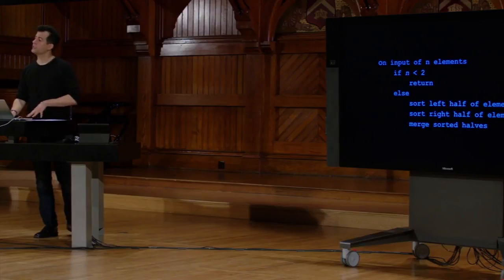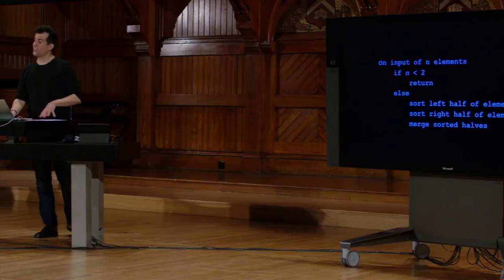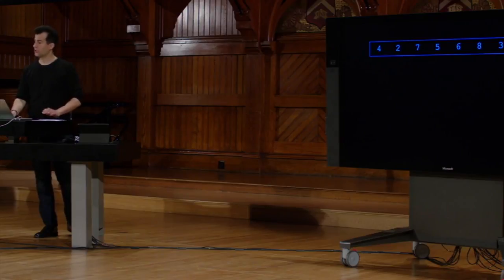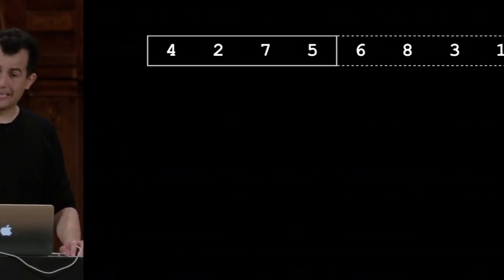So the first 3 things for me to do to sort this list is to sort the left half, then sort the right half, then merge the sorted halves. OK, so let's see how we get there. So here's the list. Here is the left half. And I need to sort the left half, apparently. How do I do that? Well, how do you sort a list of 4 elements? Break it up again. Sort the left half, then its right half, then merge those 2 halves together.